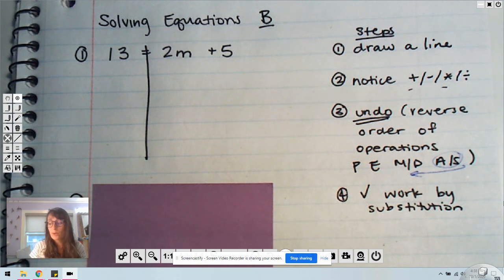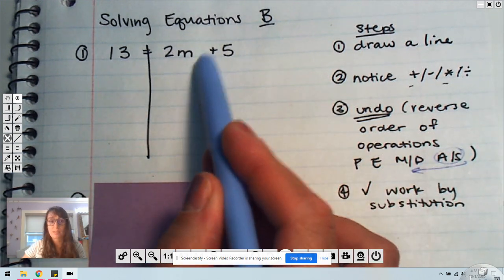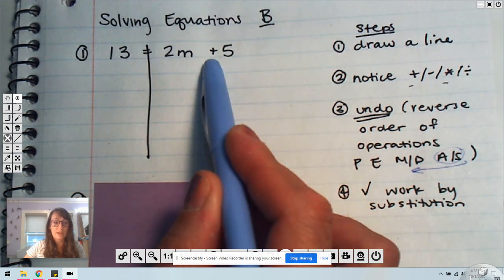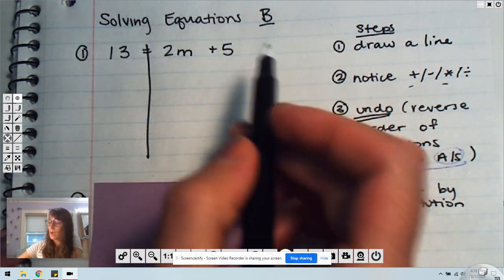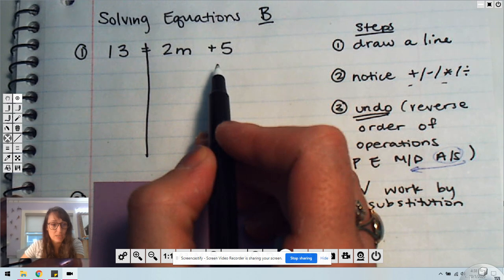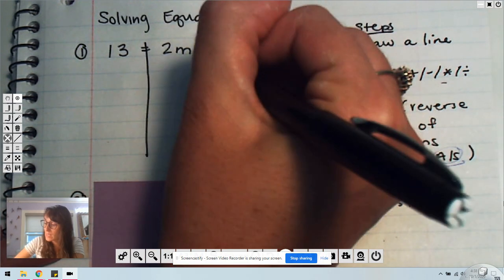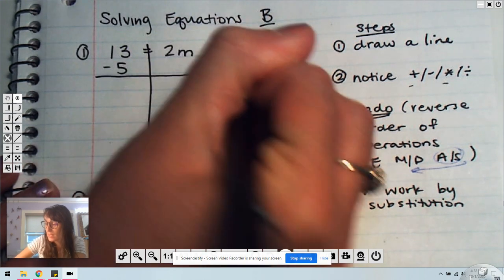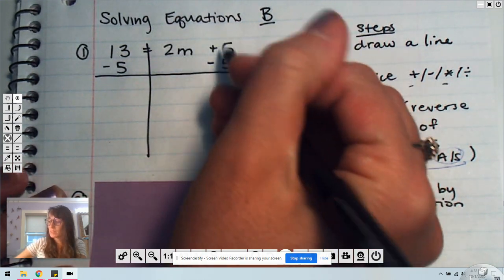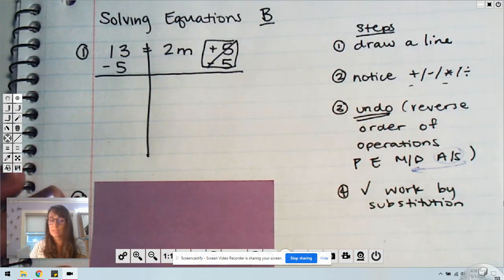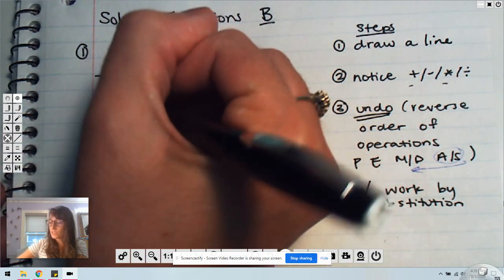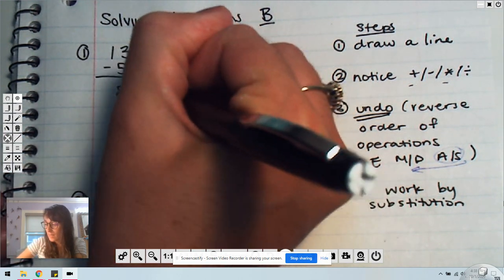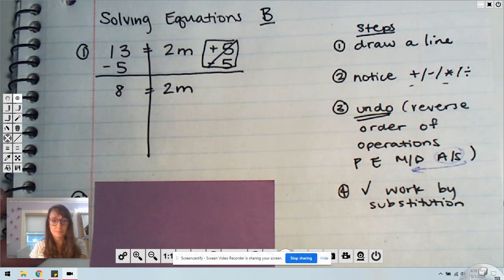The addition or subtraction that I see is a plus 5 or a positive 5. So now I need to undo a positive 5, which means I'm going to subtract 5 from both sides. Positive 5 and negative 5 are exact opposites. They make 0. 13 minus 5 is 8. 8 is equal to 2m.